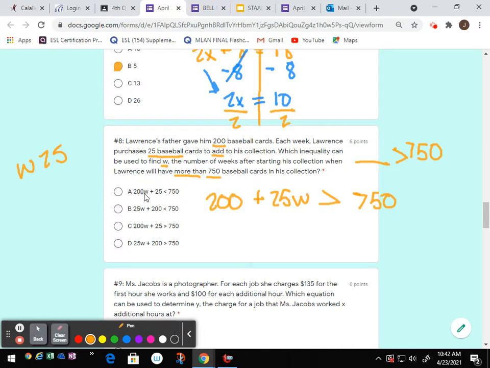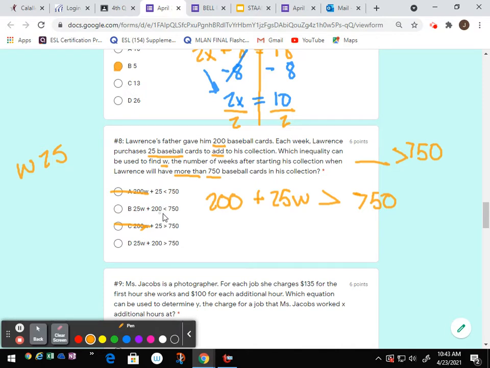So we don't get 200 more cards per week, so A is out as an answer and C is out as an answer because it says we're getting 200 cards per week, okay? So we're down to B and D. We see we have 25W plus 200 and 25W plus 200. That's all correct. Now we just have to look at this.